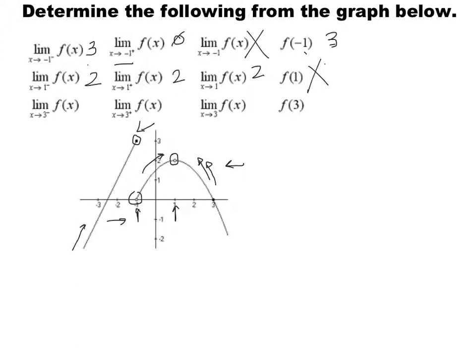Now the limit of the function when x goes to 3 from left. So I have to go this way, and we can see that the value of the function is 0. Now the limit of the function when x goes to 3 from right. So I have to go this way, and the value of the function is 0. Because left and right are equal to 0, the limit is equal to 0, and the value of the function when x is equal to 3 is 0.